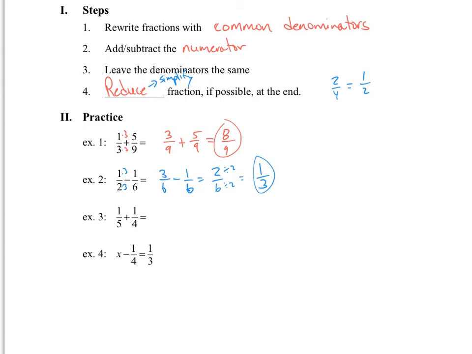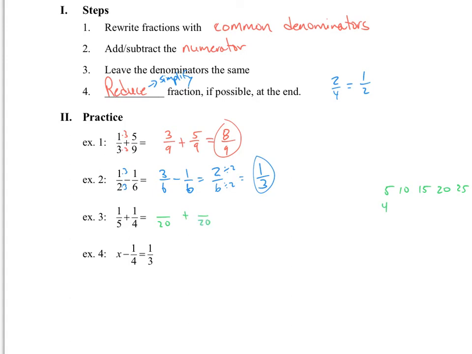All right, Tammy, 1/5 and 1/4. What do you think would be a common denominator? Something that they both fit into. So for the least common multiple there. So we got 5, 10, 15, 20, 25, 20. Okay, good. So both of them are going to have 20 on the bottom.